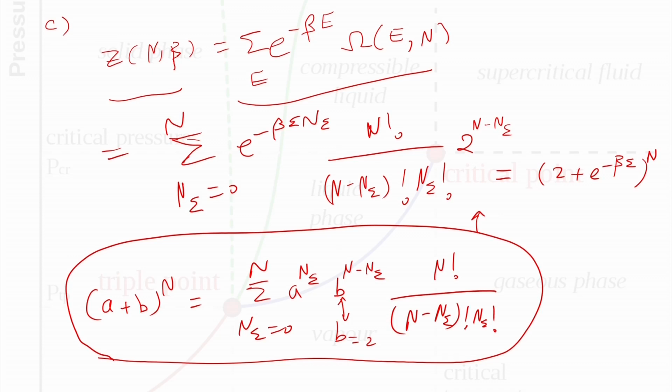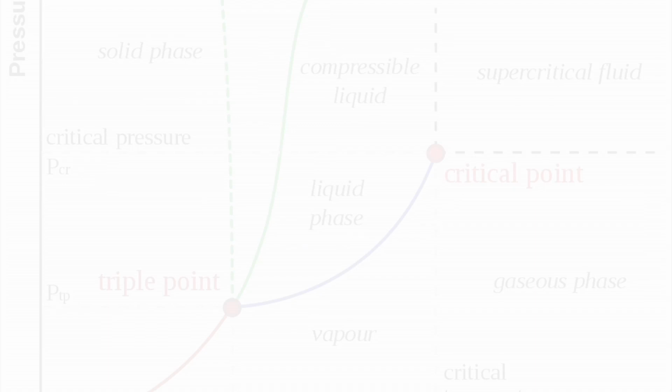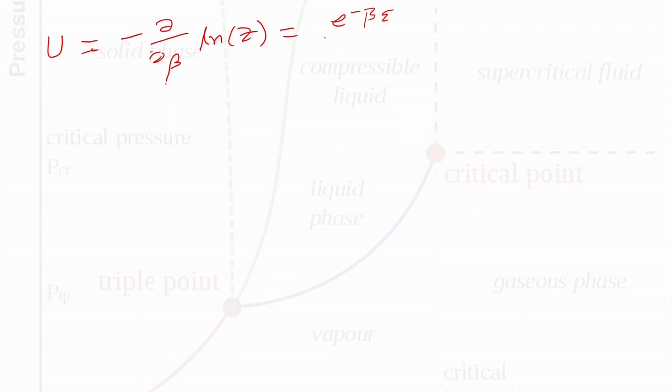Now that I have the canonical partition function, I can go ahead and calculate the average energy, which is nothing but d by d beta of the log of the canonical partition function. This is going to come out as e raised to minus beta epsilon over 2 plus e raised to minus beta epsilon, times n epsilon. So, that is going to be p times n epsilon.